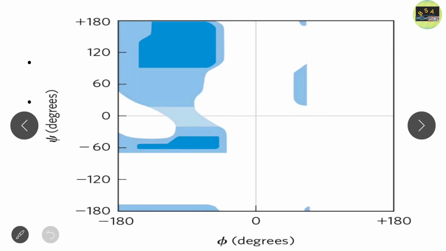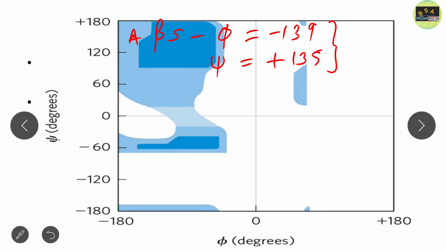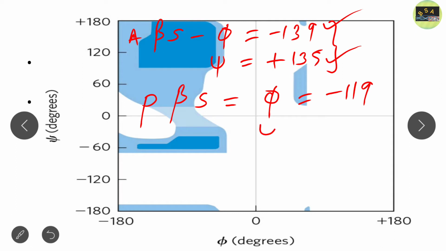So in case of anti-parallel beta sheet, just note it down, the phi value will be minus 139 while psi value will be plus 135. So in case of anti-parallel beta sheet, phi value will be negative while psi value will be positive. While in case of parallel beta sheet, the phi value will again be negative, that is minus 119, while psi value is again positive, that is plus 113.